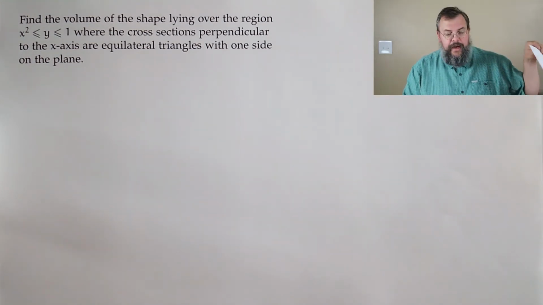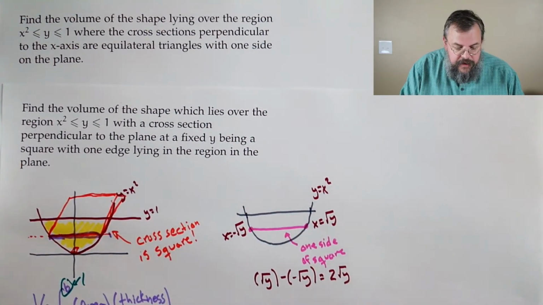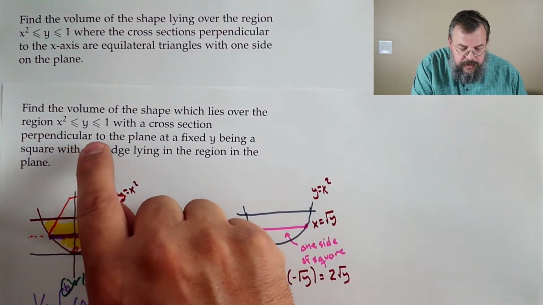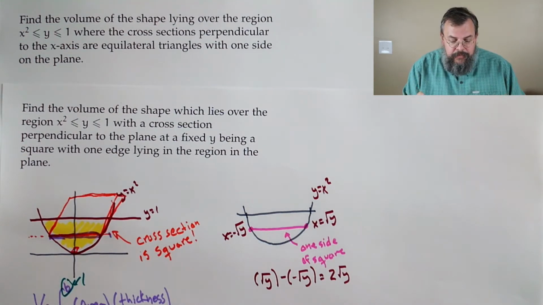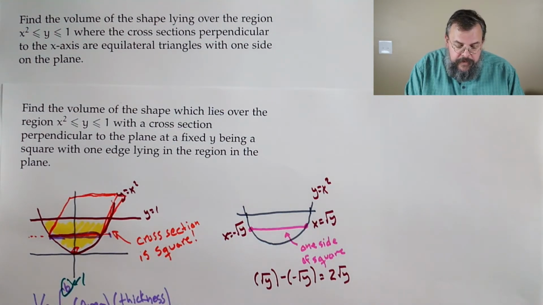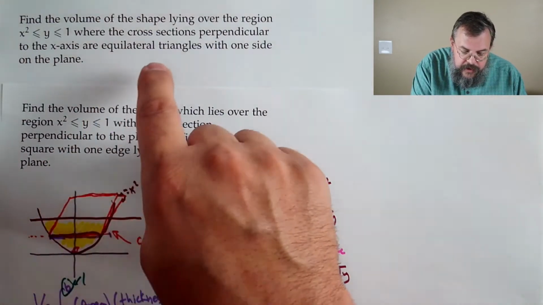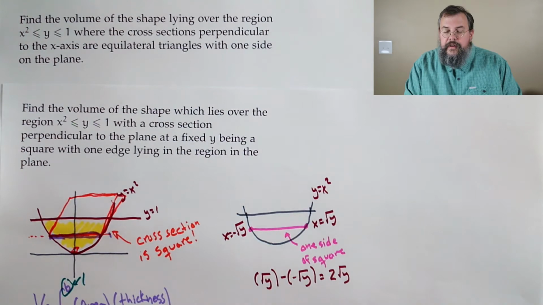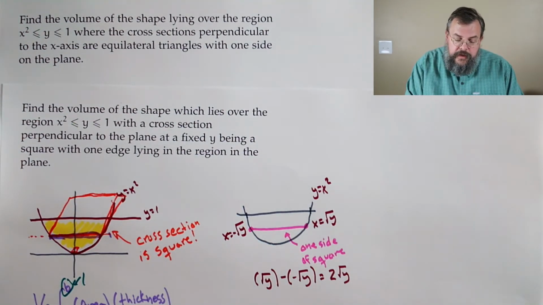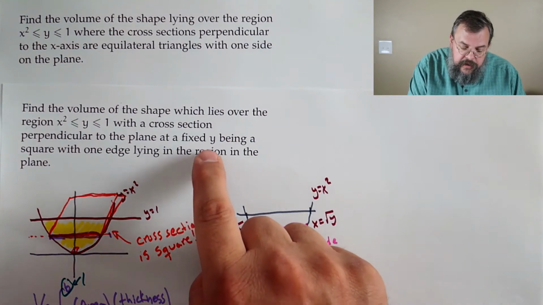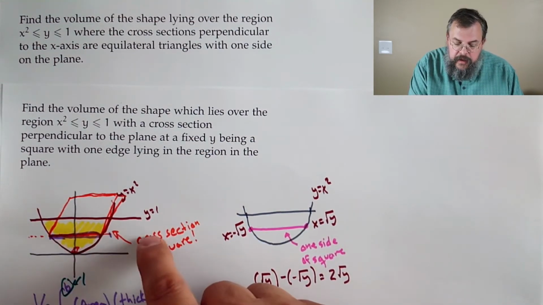So let's come back, because a lot of this feels very similar to the other problem here, right? You see x squared less than or equal to y less than or equal to 1. Same basic shape. But what do we have? Here you have squares, and now we have triangles. Anything else? Well, sure. Look, here it's a fixed y, right? So that means we're slicing this way.